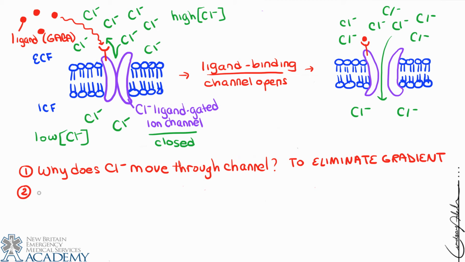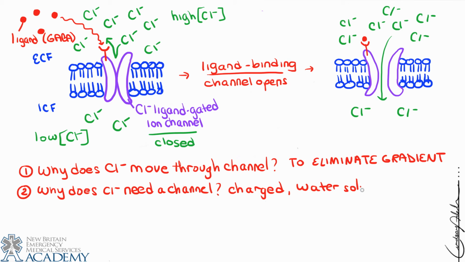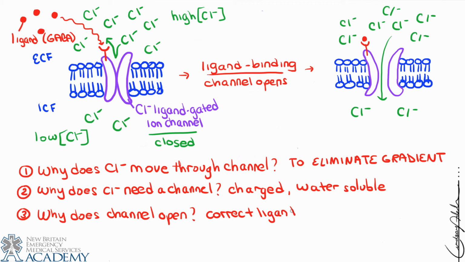And the second question is, why does it need a channel? Because it's charged and water soluble, it can't pass through the phospholipid bilayer. The third question in this case that we want to ask is, why does the channel open? And that's because the correct ligand has bound to the receptor that's attached to that particular channel.